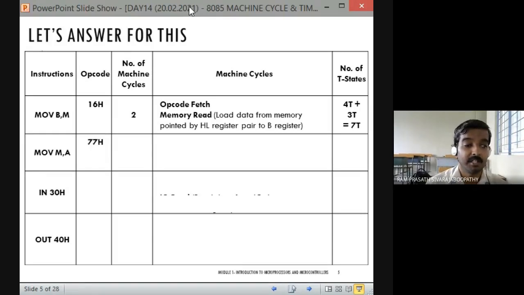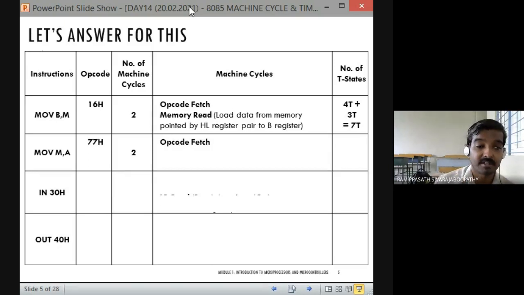Okay, MOV M, E. So here also the opcode is 77. It's a 1 byte instruction. So here also 2 machine cycles. Can you type what are the 2 machine cycles? See, obviously, to execute any instruction, the first machine cycle will be opcode fetch. What about the other one? Is it memory read or memory write? What was typed is correct, I think. Yes, memory write. Thank you.